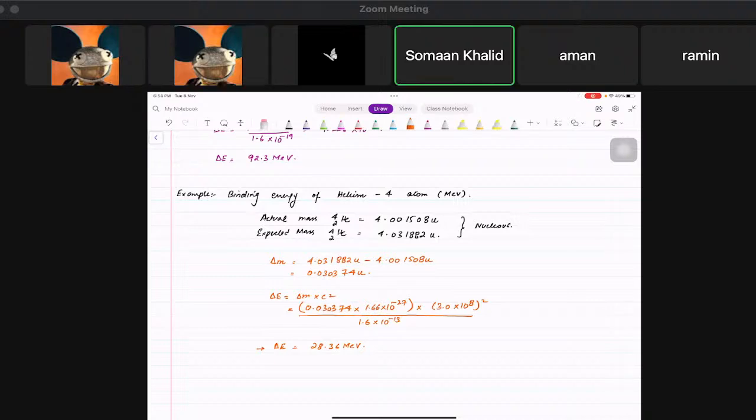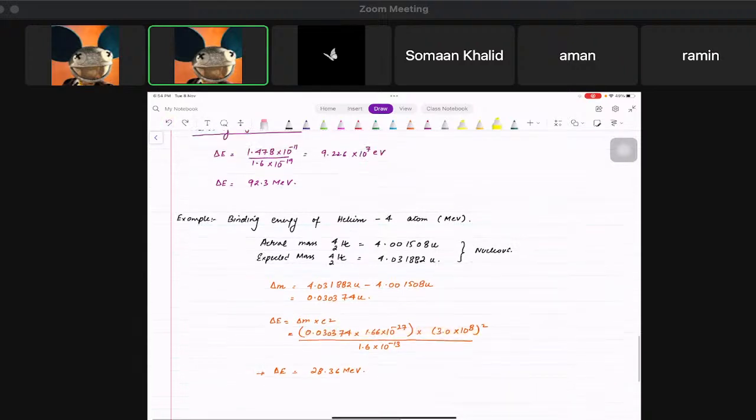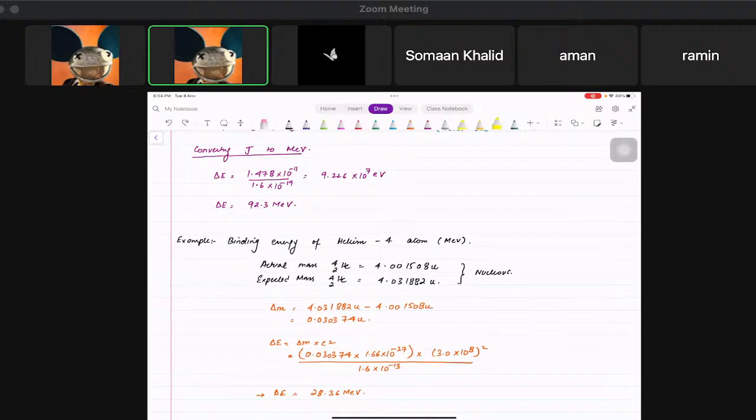Now, this whole section that you see is in joules, right? To convert joules into eV, you've got to divide by 1.6 times 10 raised to minus 19. Instead of doing that, I divided by 1.6 times 10 raised to minus 13 to get the direct answer in mega electron volts. Okay, sir. Do you get my point now? Yes, sir. That's how I got this answer.